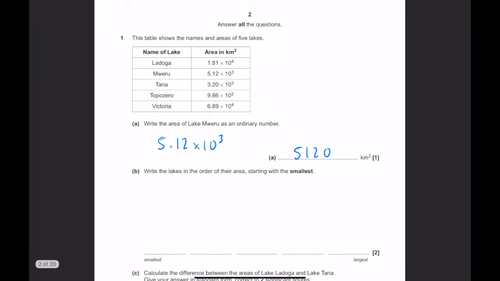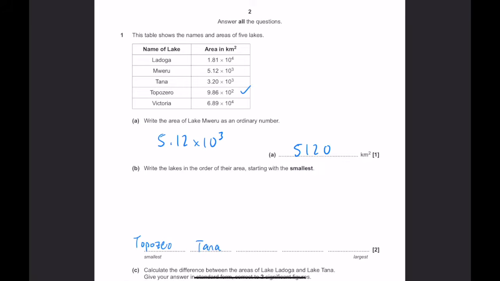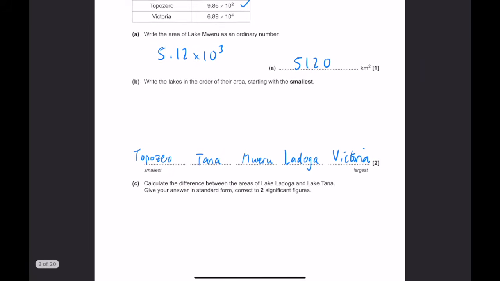Write the lakes in the order of their area starting with the smallest. Now whenever they're in standard form, whichever power is the smallest normally indicates the smallest. So that's going to be top of 0 and we can tick them off as we go. The next one is going to be Tana, closely followed by Mweru, then Ladoga. I'm aware I'm probably butchering all of these names. And finally Victoria.